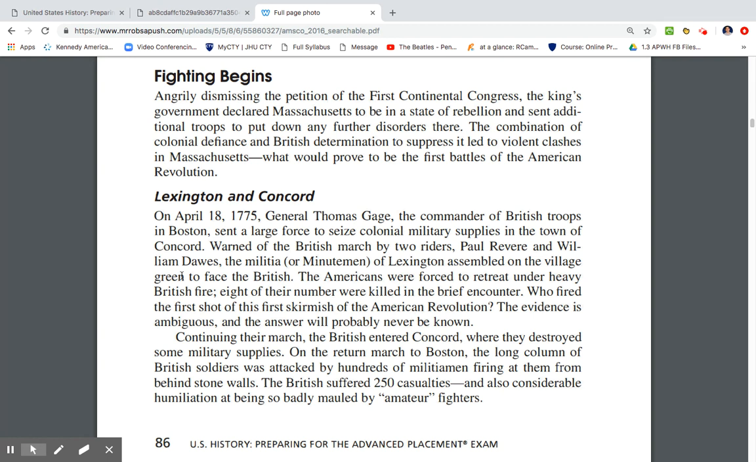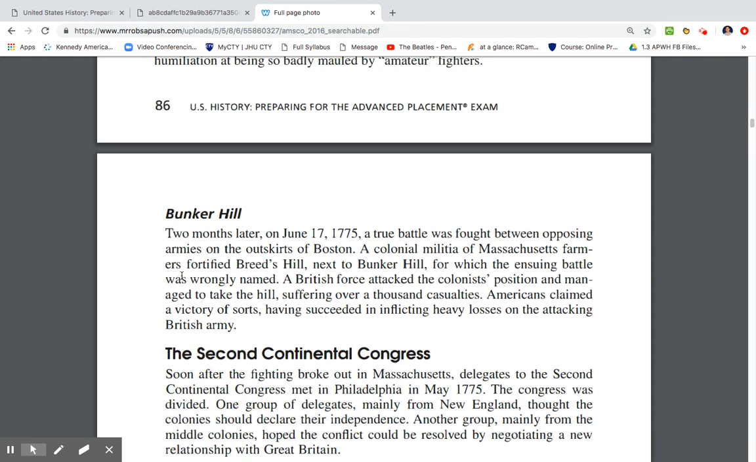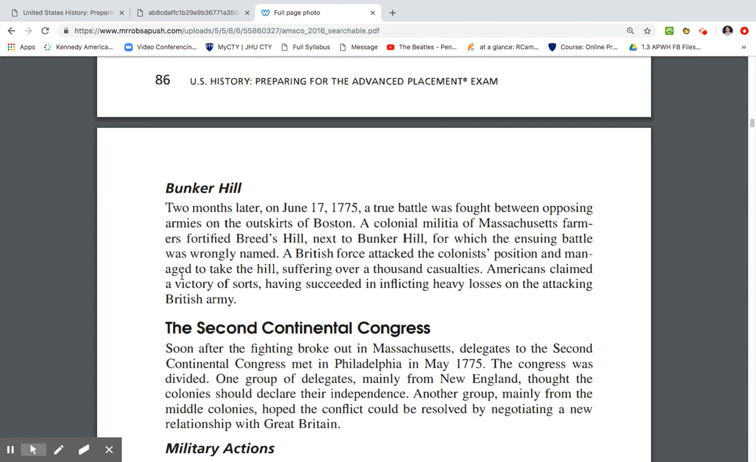So think about this: as the British are trying to seize these military weapons, they're ambushed by 250 militiamen or minutemen that are not trained. And this is a huge blow to Great Britain because it's embarrassing. It's embarrassing that they're losing to these people that aren't necessarily trained. Next, we get the Battle of Bunker Hill.